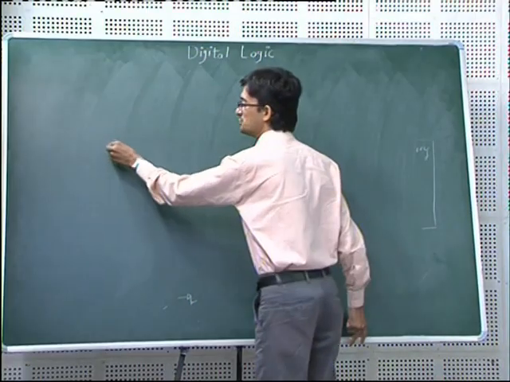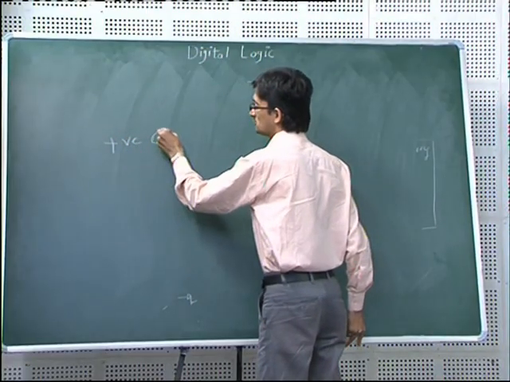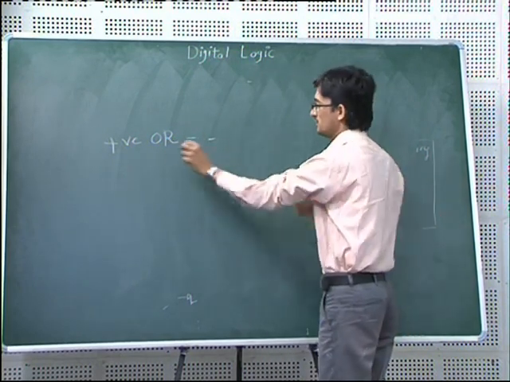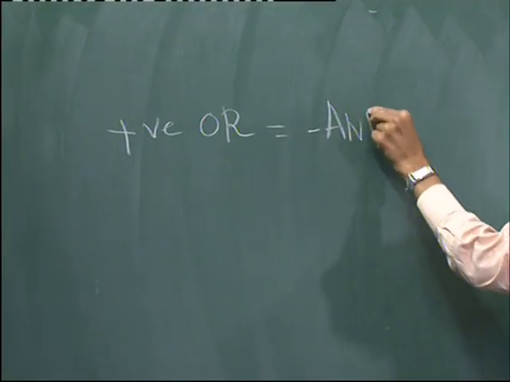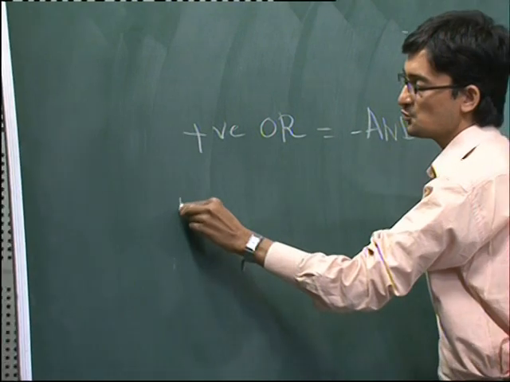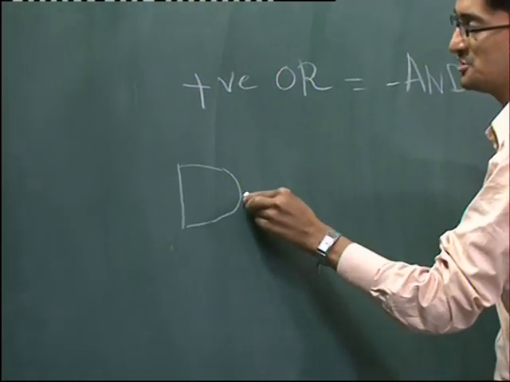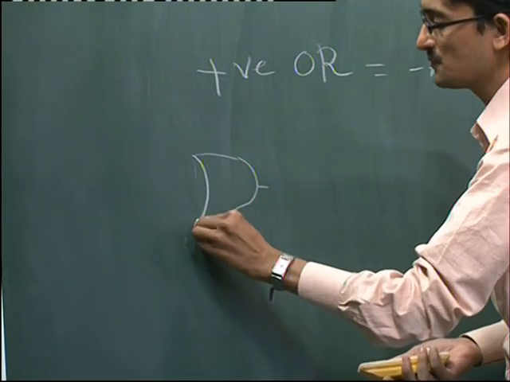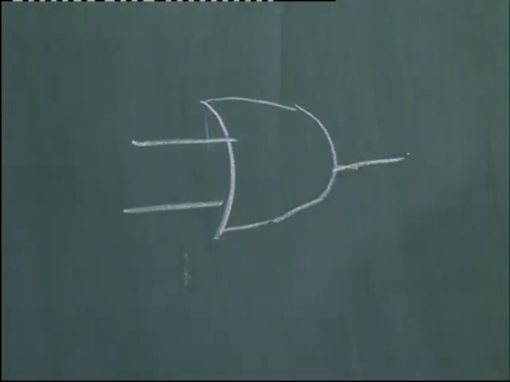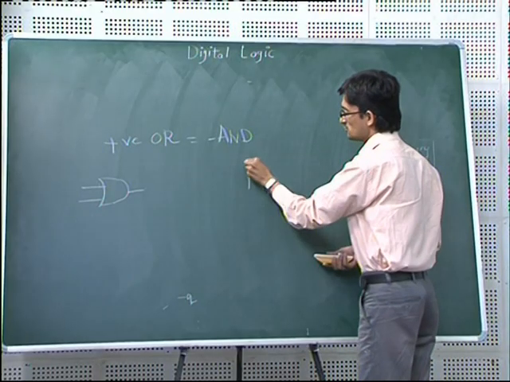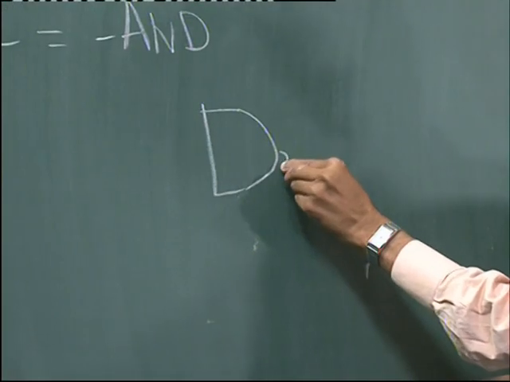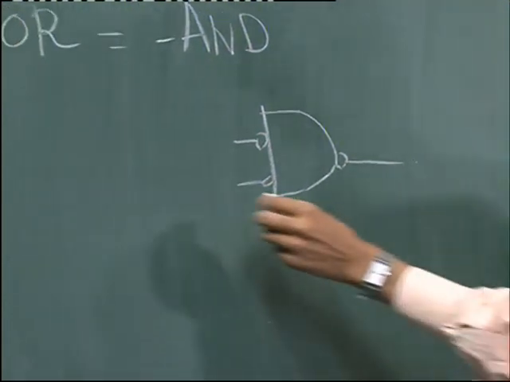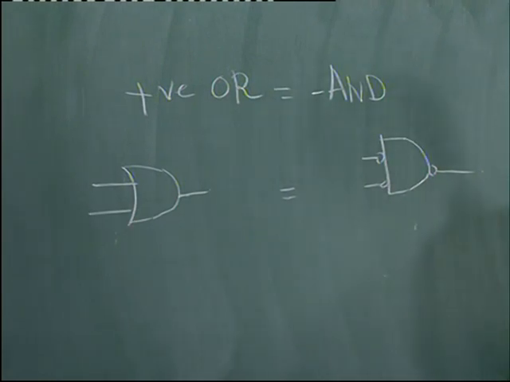First of all I am writing this statement: positive OR equal to negative AND. So this is a positive OR, and this is a negative AND. First draw the AND gate, make 2 bubbles, and this becomes negative AND. But I want to prove that these two are equal. Let me try to prove it.